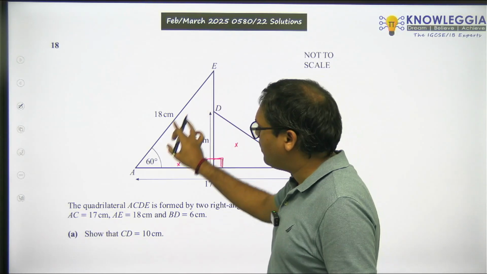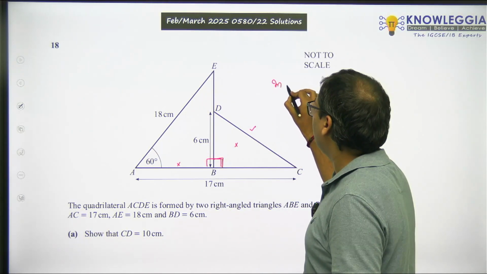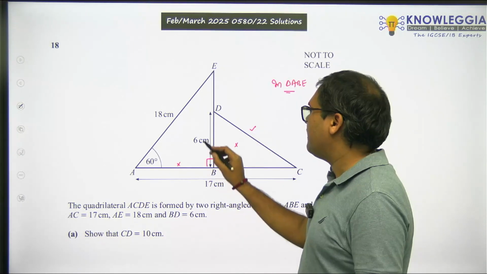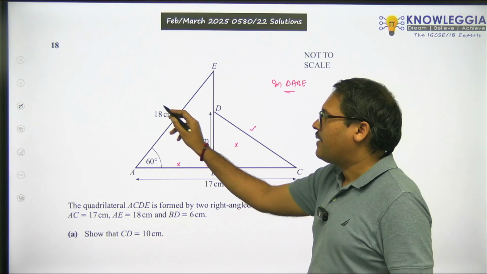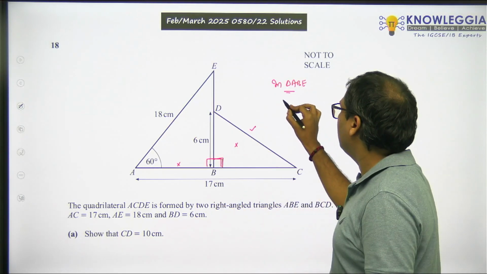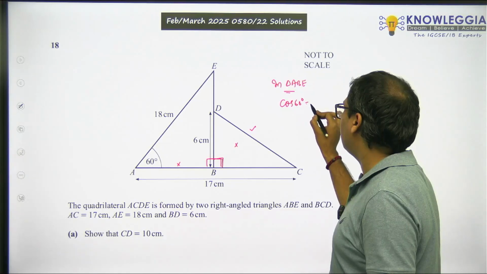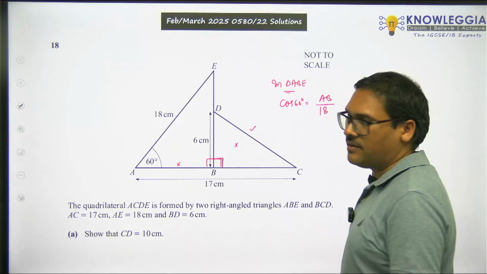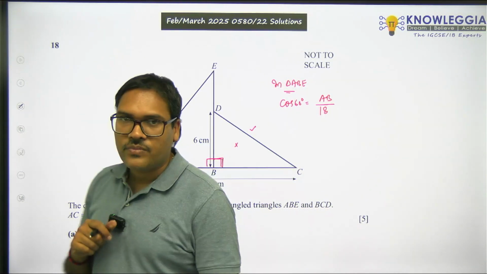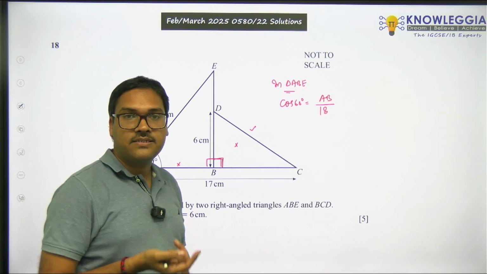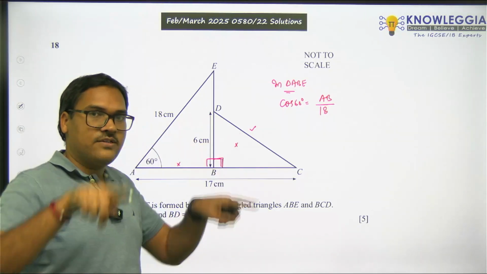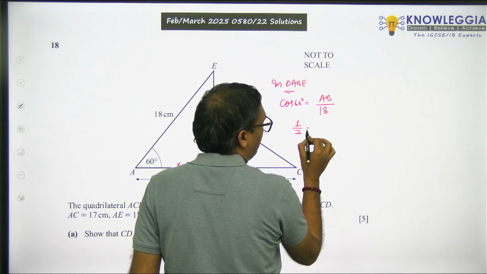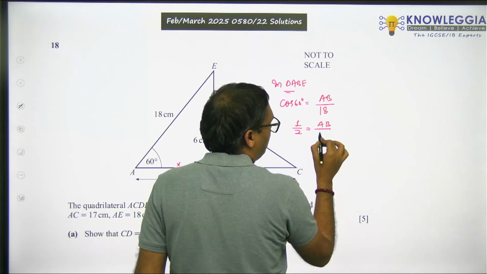If we know the hypotenuse in the triangle ABE, I can find AB because the hypotenuse is given to you and the adjacent side we need to find. So this is cos 60 degree, adjacent side upon hypotenuse, which is equal to AB upon 18 in the triangle ABE. Correct? Now you should know the values of cos 60 degree, sin 60 degree, sin 30 degree. Okay, that table is very important for you. So cos 60 degree is equal to 1 by 2, which is equal to AB upon 18.